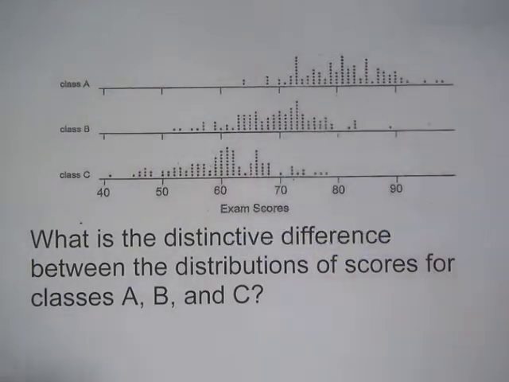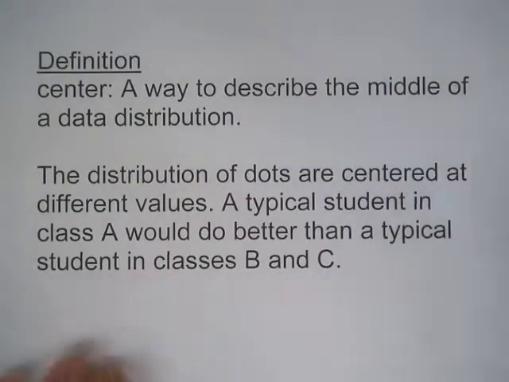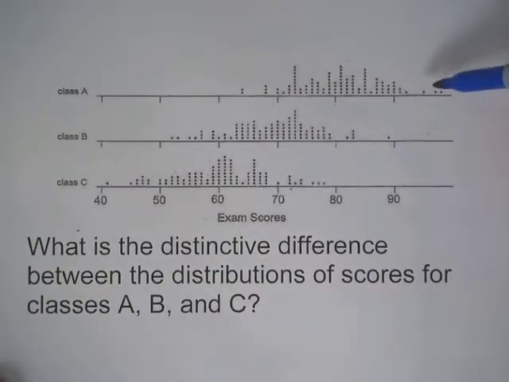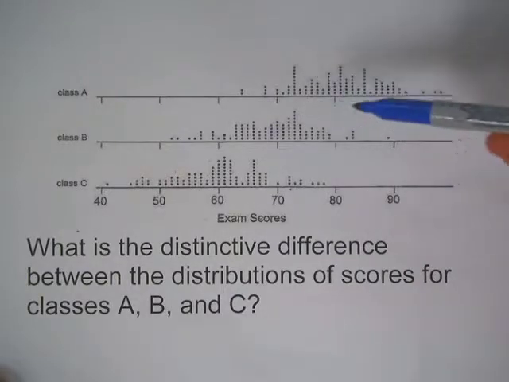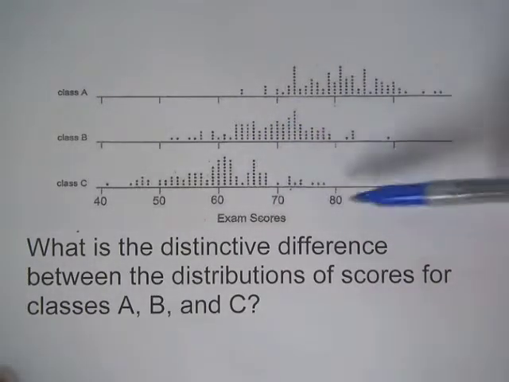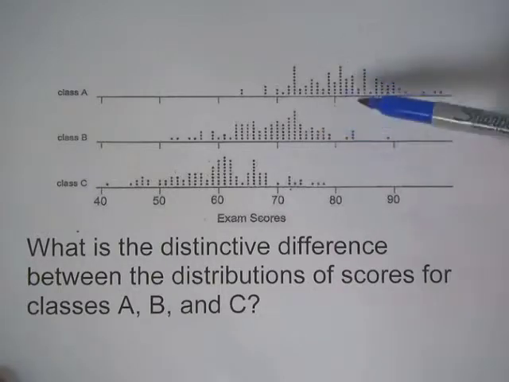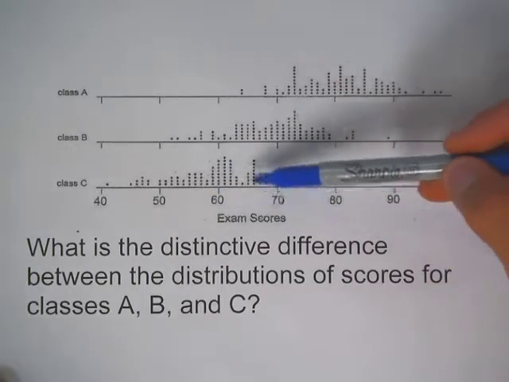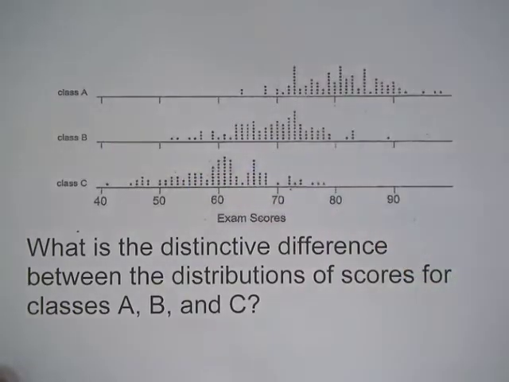So the first question is what is the distinctive difference between the distributions of scores for classes A, B, and C? Take a minute to just look at each distribution. The main difference in those distributions was where they were centered. Class A is centered at a much larger value than, say, Class C. In Class A, a lot of people were clustered in this 75 to 85 range, whereas down here, most of the students were clustered around maybe 55 to 65.